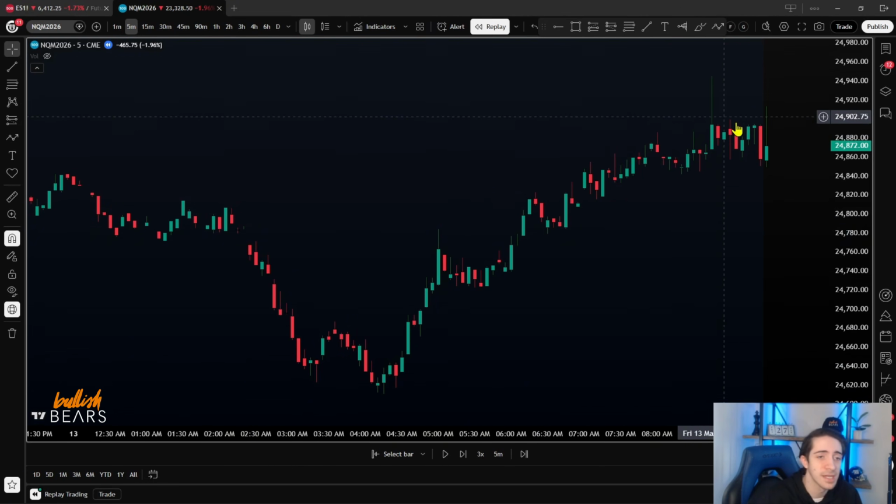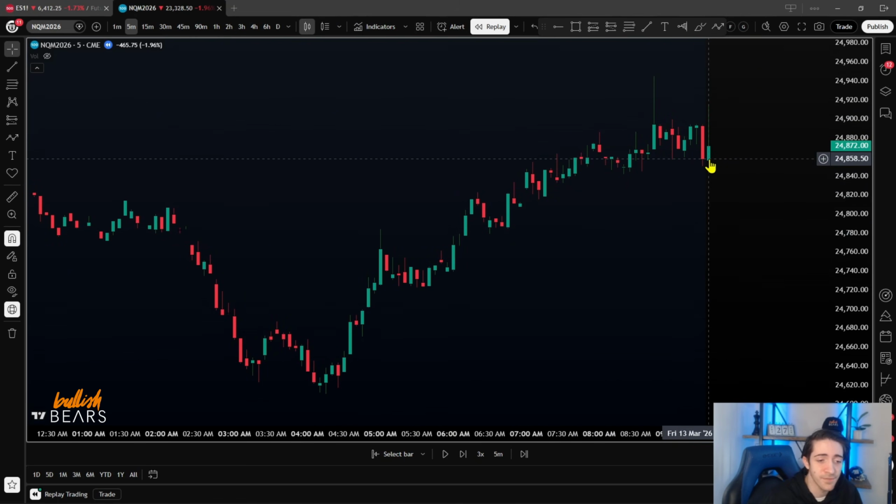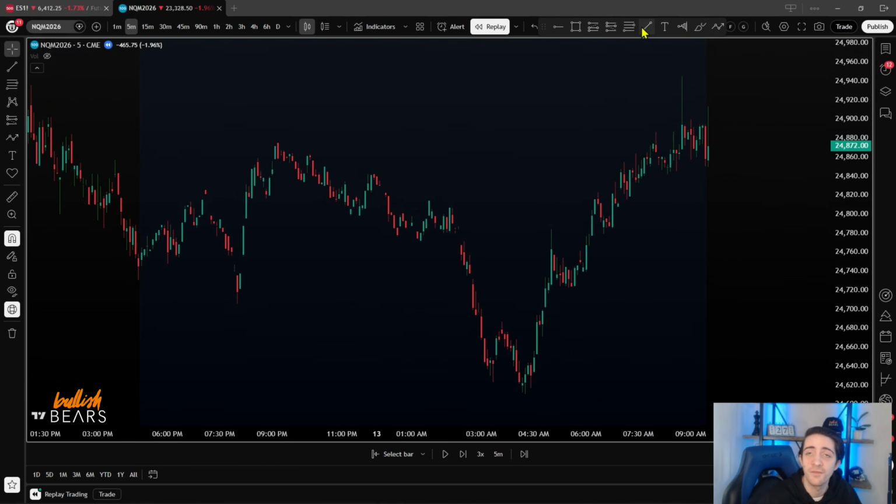Alright, so now I'm going to give you an example of an inverse fair value gap and how to use it. So right now we're looking at the NQ NASDAQ futures chart. This day is Friday the 13th in March, and what we're going to do is mark out our recent pivot highs and lows. Because we're looking at our pre-market here, they're very easy to find. We're going to mark out our pre-market high and our pre-market low.